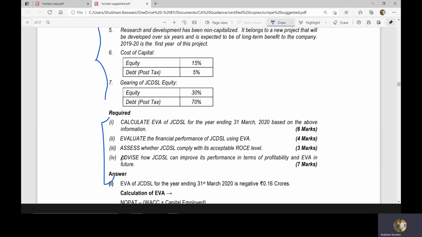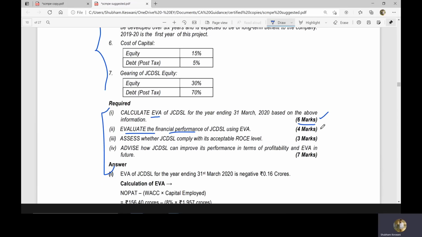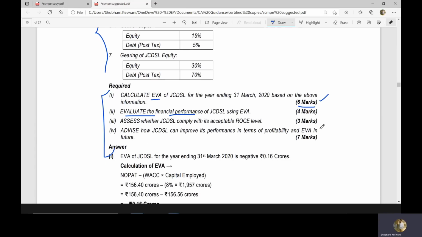Now I would like to draw your primary attention to the way the marks are allotted in the question paper. If you have to calculate EVA, for that 6 marks have been allotted. So for solving the numerical part, you are getting 6 marks. And then for evaluation of financial performance, the examiner expects some analytical point of view from your side. Then again he wants to assess, and then he wants you to advise. So if I ask you what is the analytical portion of the question, it is around 14 marks.